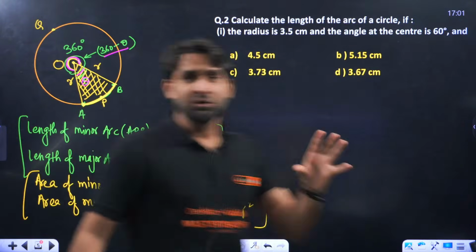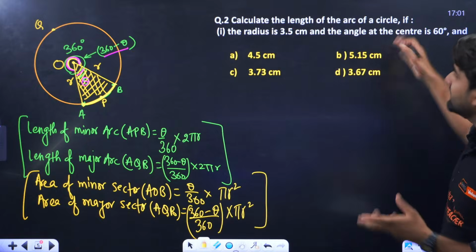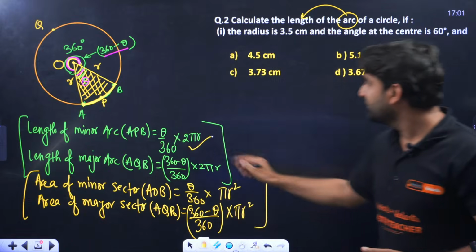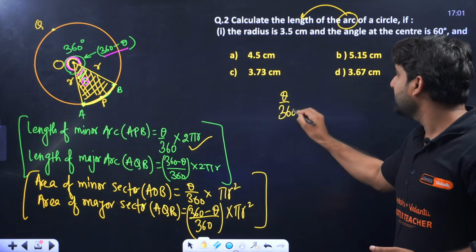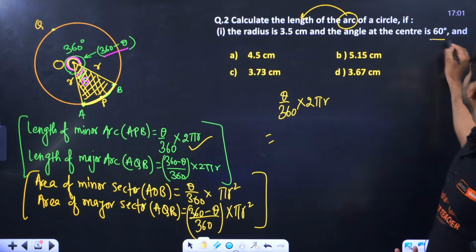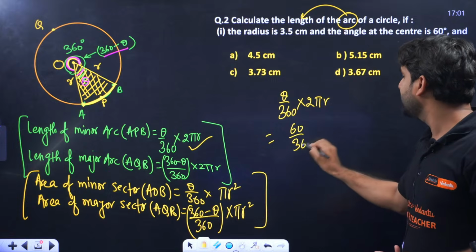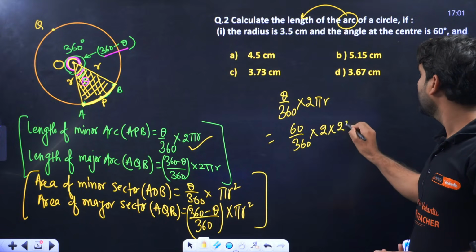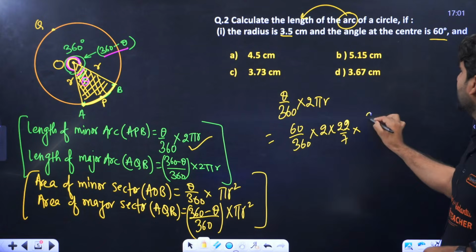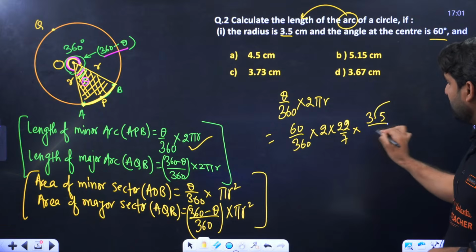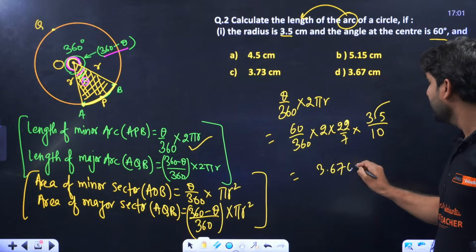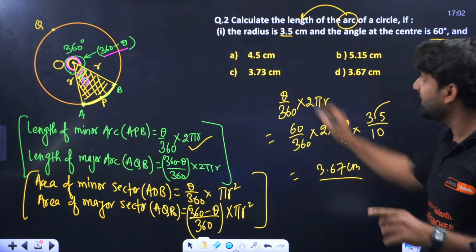Okay, clear everyone? So here in this question, calculate the length of the arc. I have already solved it. If we are dealing with the length of an arc, this formula will be used: theta by 360 into 2 pi r. Now you have all the information. Theta is 60, put 60 here over 360, 2 into pi, where the value of pi is 22 by 7, and radius 3.5. Removing the point, you can write 10. After solving you get 3.67 centimeter, not square, only centimeter, because this is length.